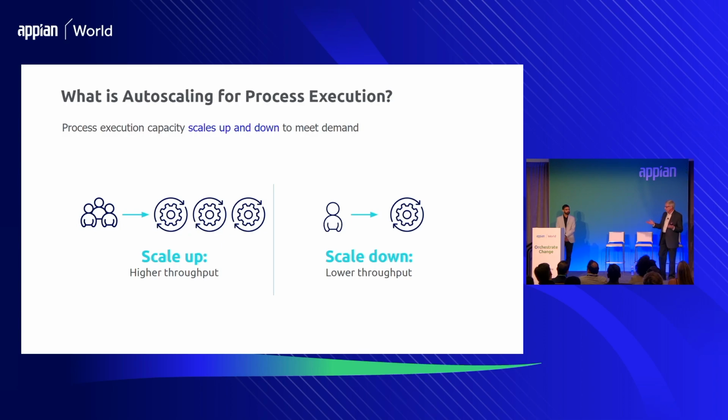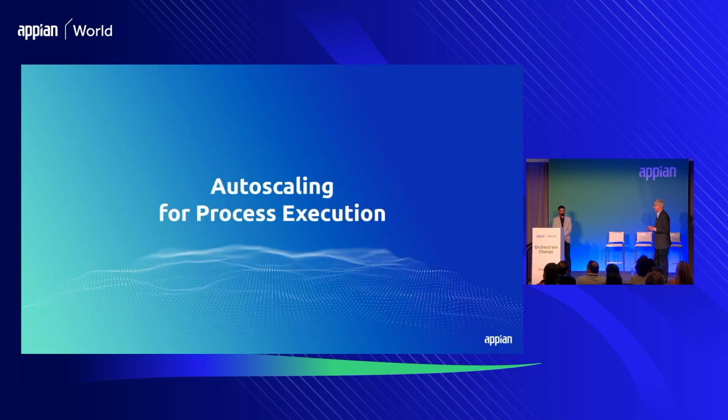Now, with autoscaling, essentially, as we've been talking about, resources are scaled up as process instances or demand increases, but then they're also scaled down as demand decreases. That really provides efficient use of resources and, importantly, without any kind of outage. This is done automatically for you.